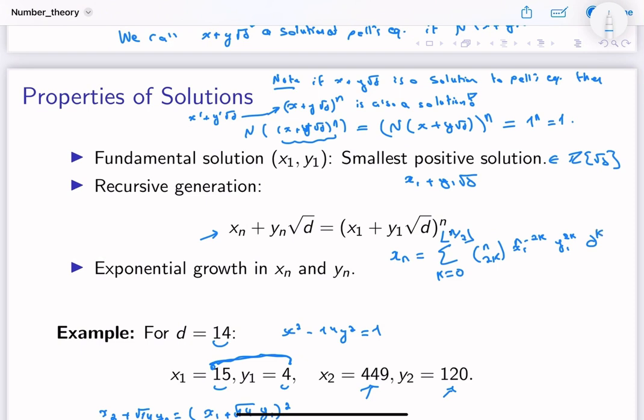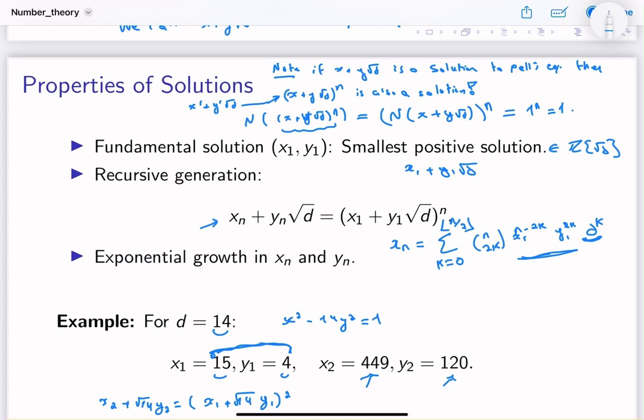So just imagine raising this to, I don't know, the 1000th power, then you'd be summing that power of d, let alone multiplying this by whatever the x1 and the y1 are. So this will make the solutions grow exponentially. You can derive the yn similarly.